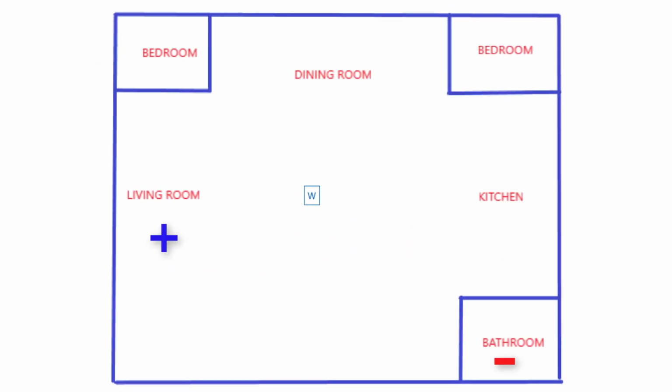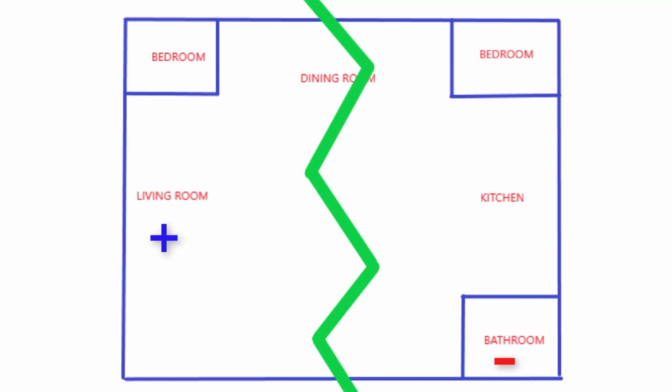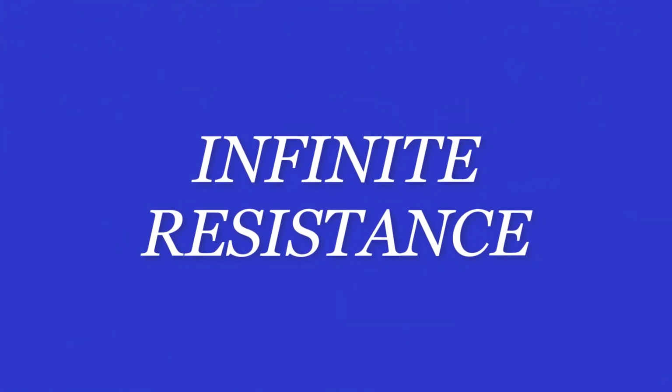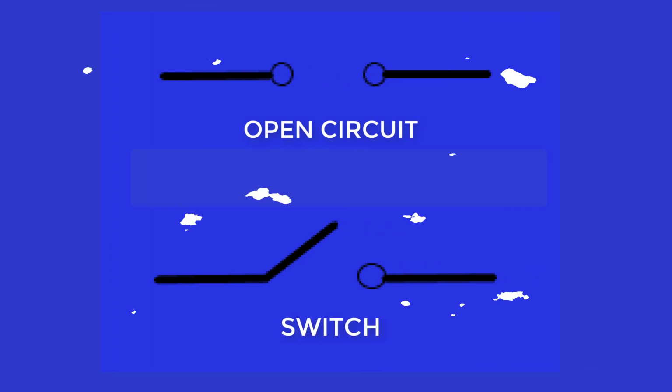In our first example, Mr. Q is in the living room and Mrs. Q is in the bathroom. Once Mrs. Q is finished in the bathroom, she wants to return to Mr. Q. But let's say the middle of the house has collapsed due to a falling tree outside. In this case, there is no path for Mrs. Q to return to Mr. Q in our closed system, the house. And so we say Mrs. Q has encountered infinite resistance. There is no way for her to get to Mr. Q.